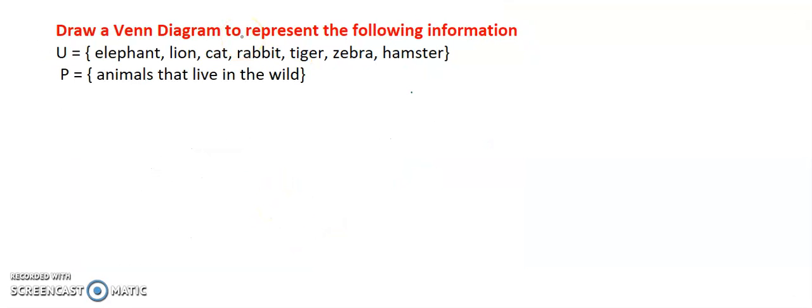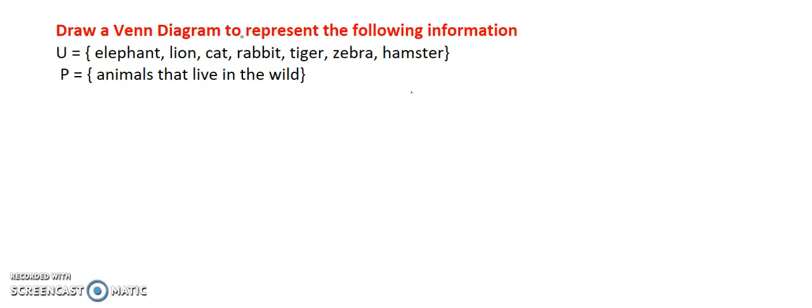Okay, so let's quickly look at another question. This one says, draw a Venn diagram to represent the following information. The universal set is elephant, lion, cat, rabbit, tiger, zebra, hamster. And we have set P, which is a set of animals that live in the wild.